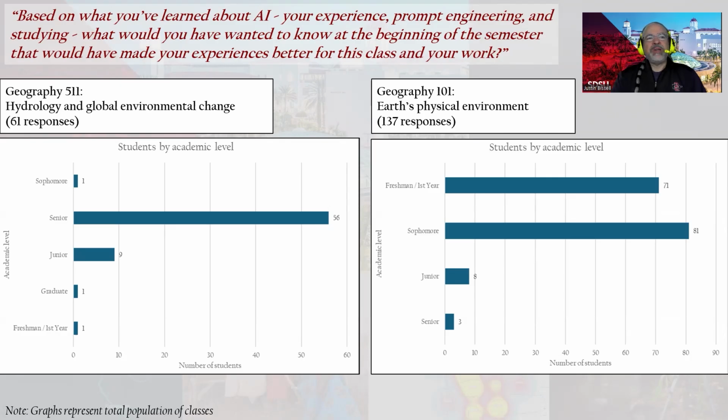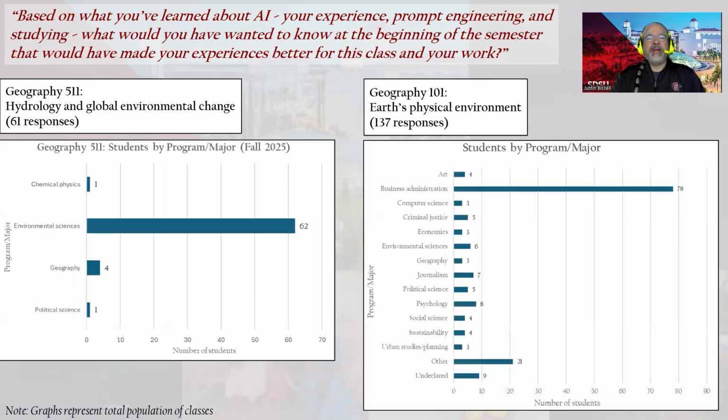Of the 163 students in my two sections of Geography 101, 137 responded, a fairly even number of freshmen and sophomores. I've also included a breakdown of majors for the students. I received 61 responses in my upper division class, primarily environmental science majors. In my introductory physical geography classes, I received 137 responses, primarily non-majors, for a total of 198 student voices.